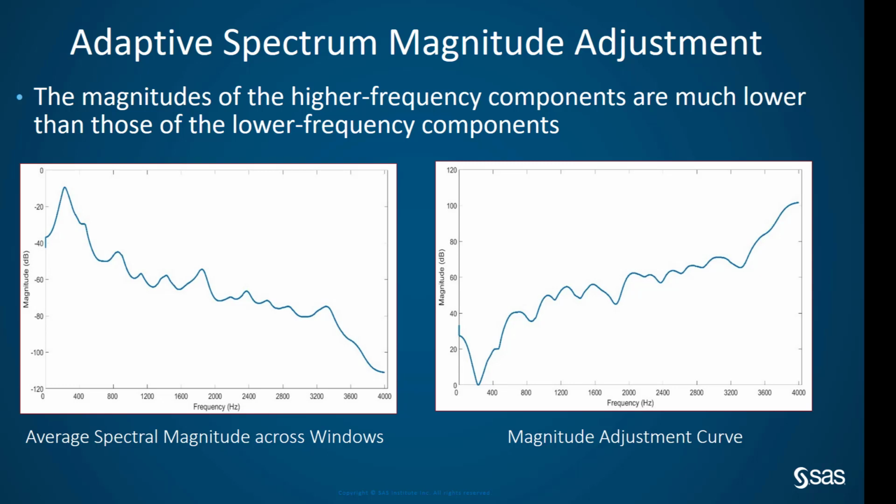To compensate for the magnitude difference, we used an adaptive spectral magnitude adjustment method. By first calculating the average spectral magnitude across windows, this curve is shown on the left. You can see that the average magnitude drops fast as the frequency increases. We generate a magnitude adjustment curve, which is proportional to the inverse of the curve on the left, to adjust every frequency spectral curve.